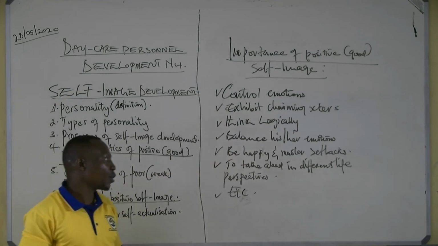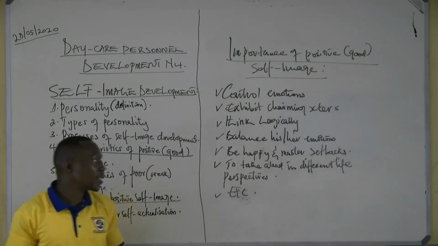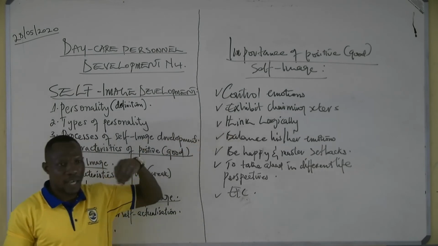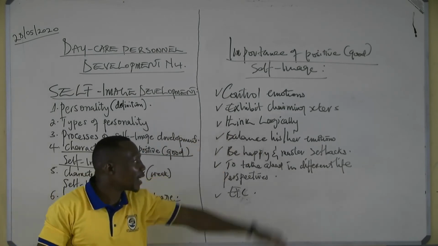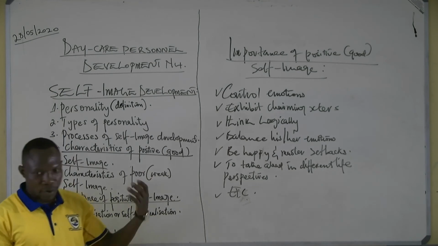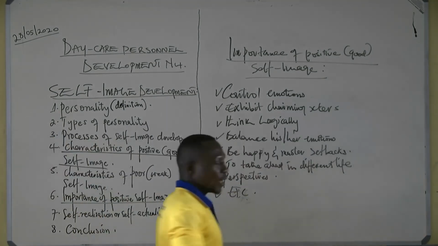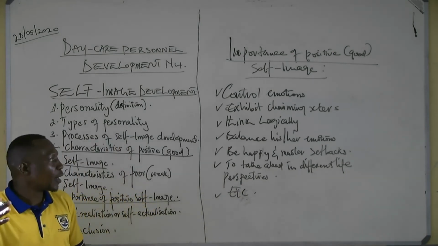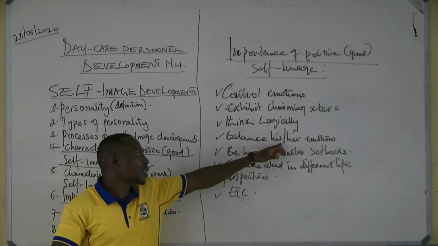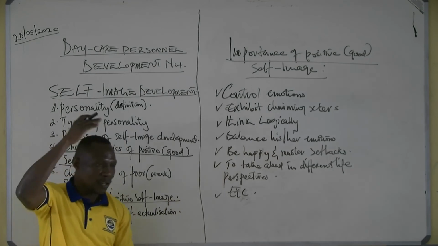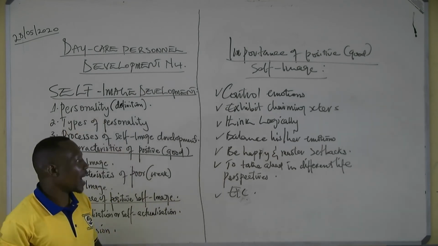There is thinking twice. Thinking twice means always don't hurry to make decisions. Think twice by making sure that you first analyze and also evaluate issues before a final conclusion or a final decision is made. So this person is able to do that. Then balance his or her emotions.